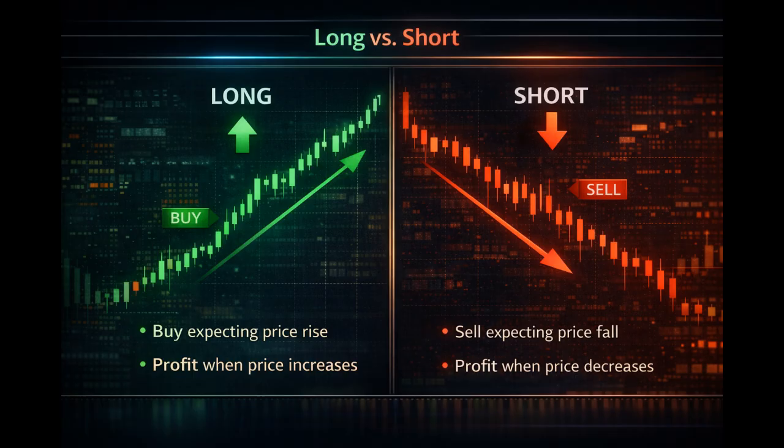Volatility. Volatility refers to the degree of price fluctuation in the market. Assets such as cryptocurrencies often exhibit high volatility, meaning their prices can change significantly within short periods of time.